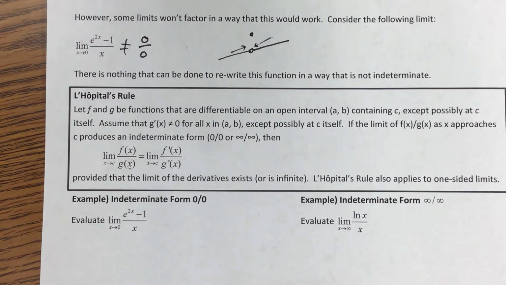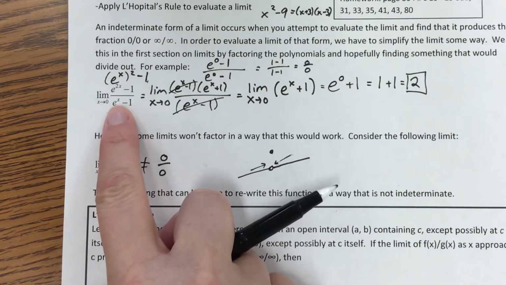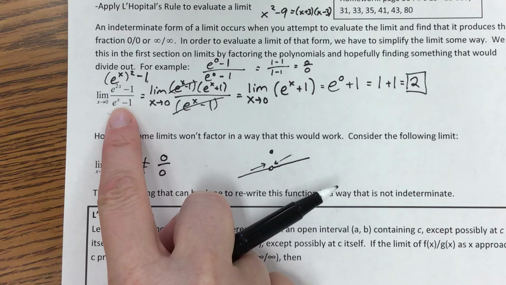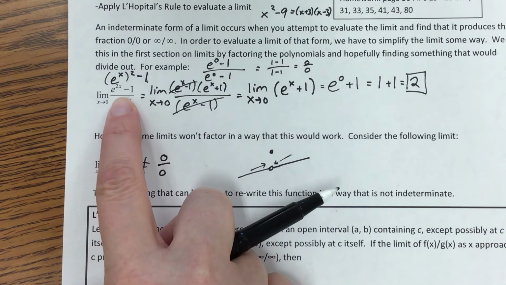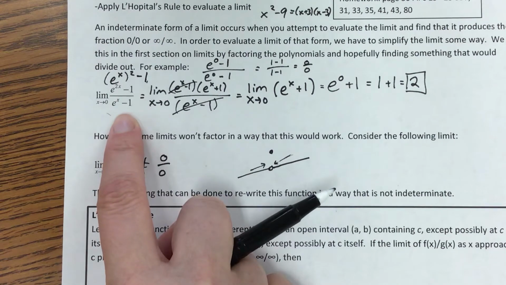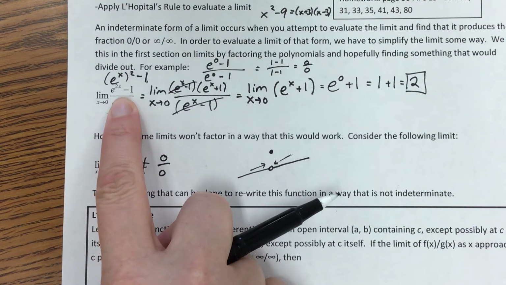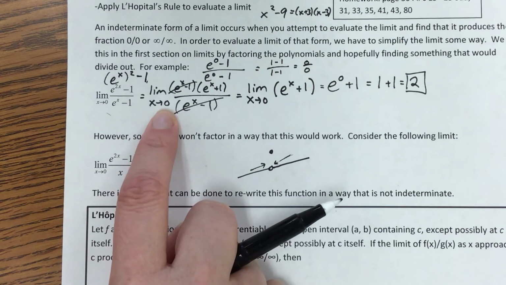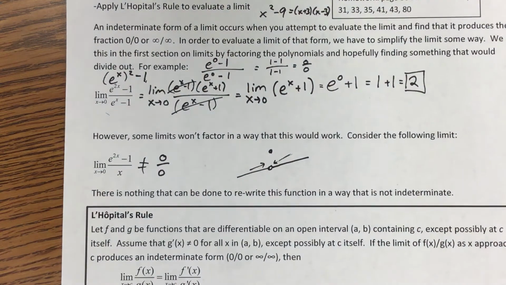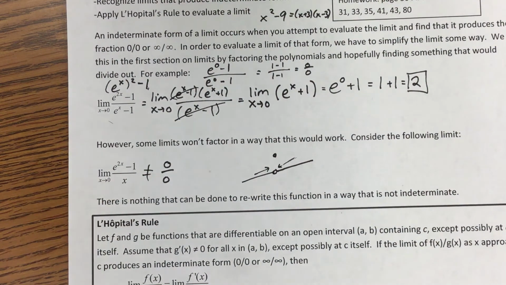That is so awesome, because it means that instead of having to factor this on the top and then try and cancel, and who would think about factoring that as a perfect square minus a perfect square? It doesn't look super obvious. Instead of trying to do the factor and cancel thing, you can take the derivative of the top function and the derivative of the bottom function, rewrite it in a new limit, and then plug in 0. Let's see how that works.